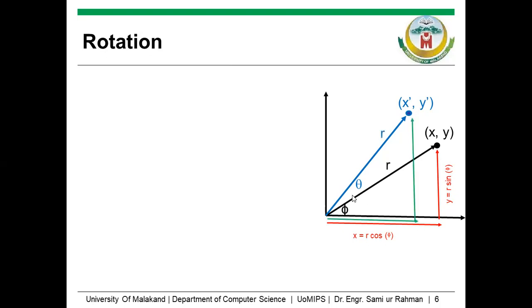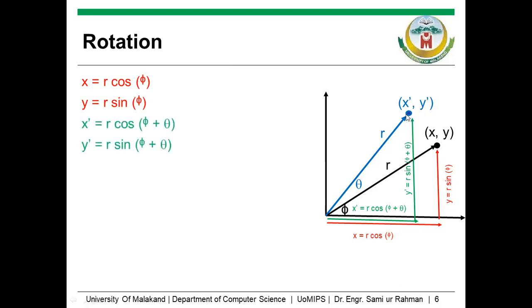Now if we decompose this vector into its subcomponents, x prime is equal to r cos(phi plus theta), and y prime is equal to r sin(phi plus theta). So x is equal to r cos phi, and y is equal to r sin phi. This is the decomposition of this r, the vector for this point.